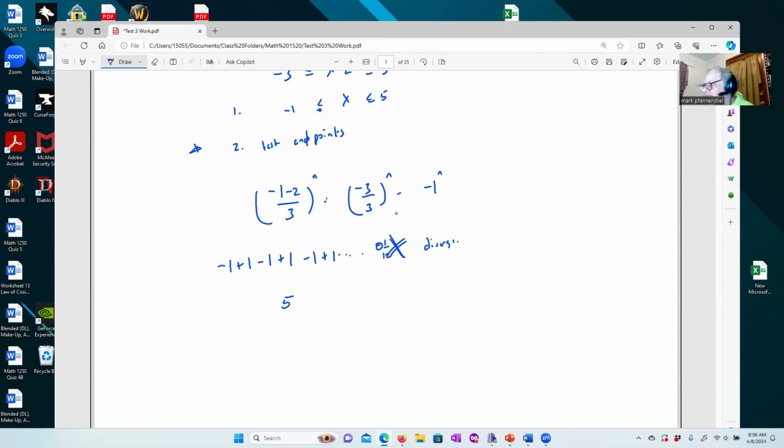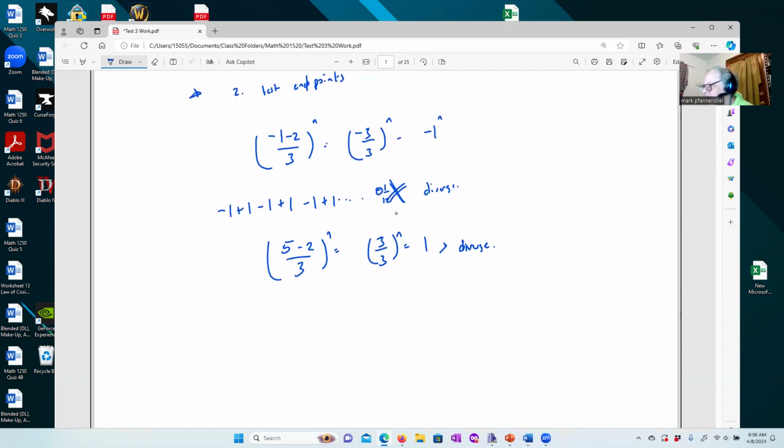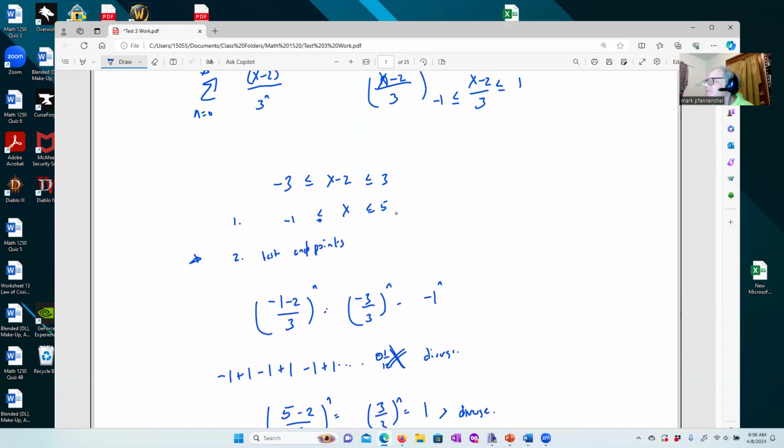So we're just going to get (5 minus 2) over 3, all raised to the nth power. 5 minus 2 is 3 over 3 raised to the n. So that's just going to be 1 to the n. So that's going to be 1 plus 1 plus 1 plus 1. This is also clearly going to diverge. So the values of x are x greater than -1 and x less than 5. So that is the values of x for which this series will converge.